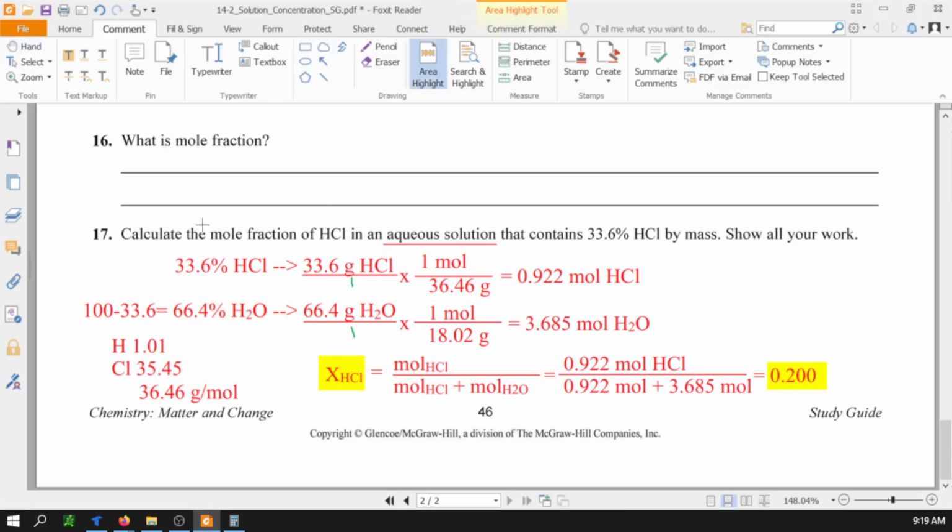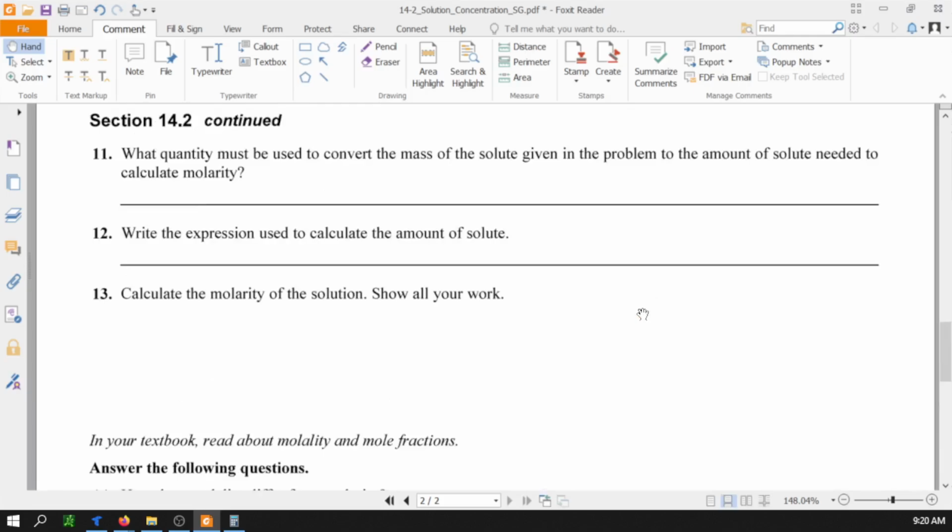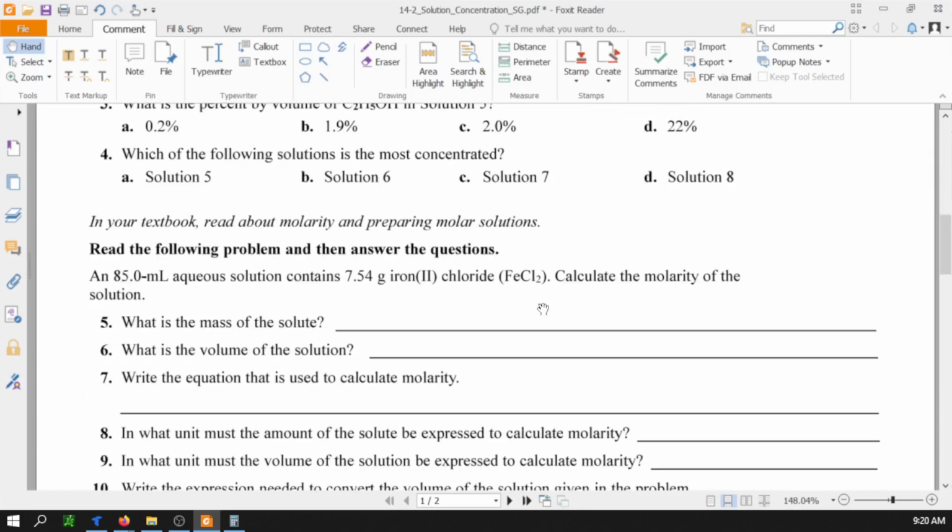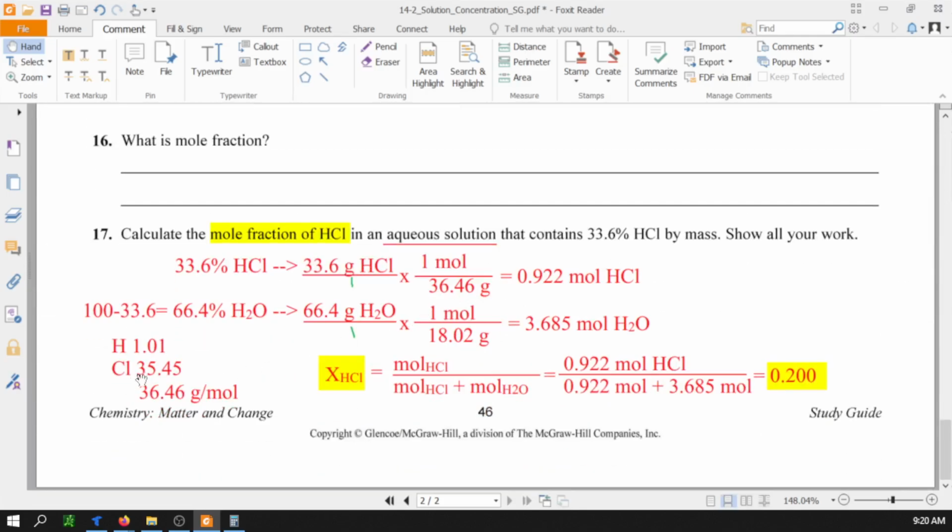It asks to calculate the mole fraction of the hydrochloric acid. That's what we did. To calculate the mole fraction of the water, we would just swap out the moles of hydrochloric acid with 3.685 moles of water, and we'd solve it and we'd get 0.800. So 20% hydrochloric acid, 80% water, if we're just looking at the moles. All right. All the other ones are easier. So go ahead and work on that. Submit when you're finished. And that is it.